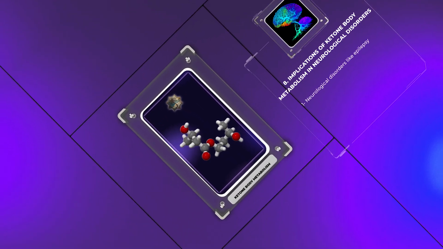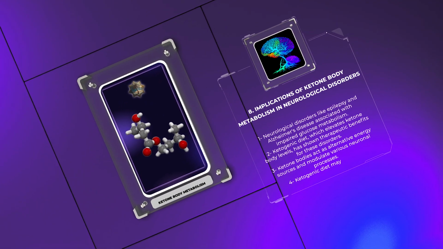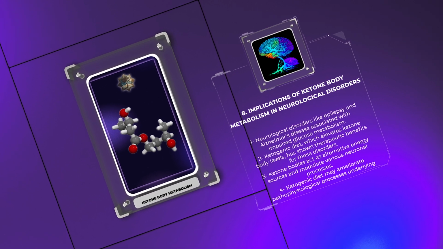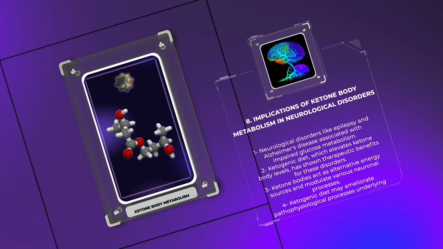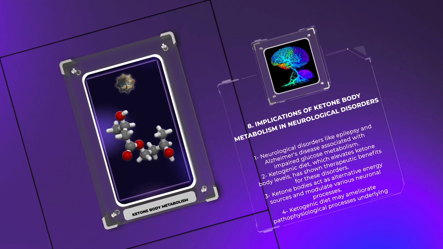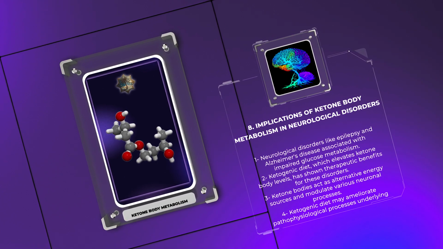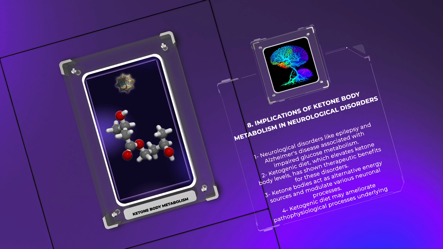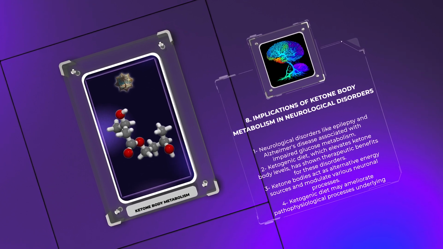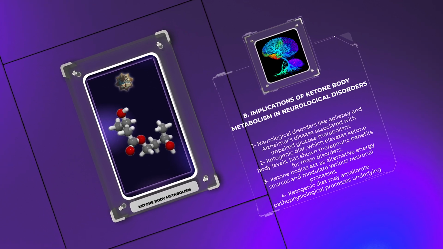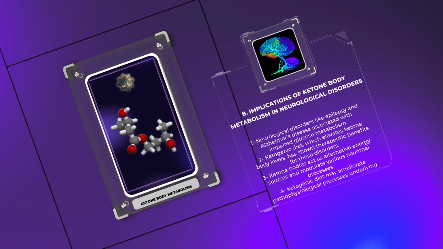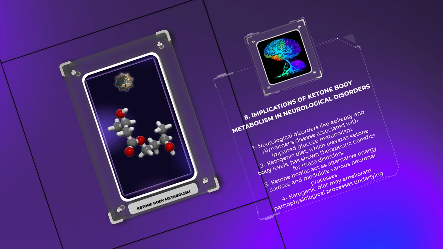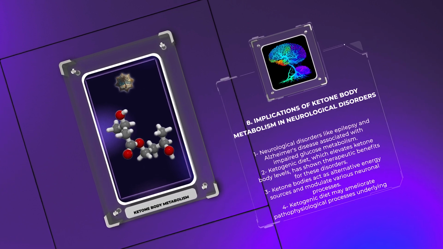Several neurological disorders, including epilepsy and Alzheimer's disease, have shown associations with impaired glucose metabolism. Interestingly, emerging evidence suggests that the ketogenic diet, which elevates ketone body levels, can provide therapeutic benefits for these disorders. Ketone bodies act as alternative energy sources and modulate neurotransmitter release, neuronal excitability, and inflammation, thereby potentially ameliorating the pathophysiological processes underlying these neurological conditions.